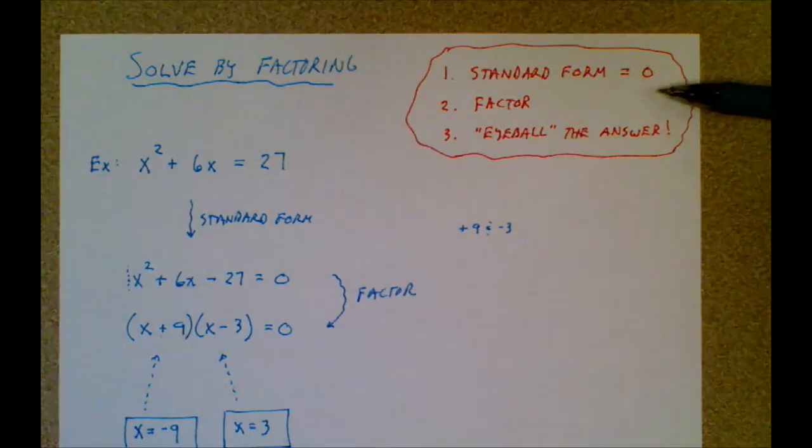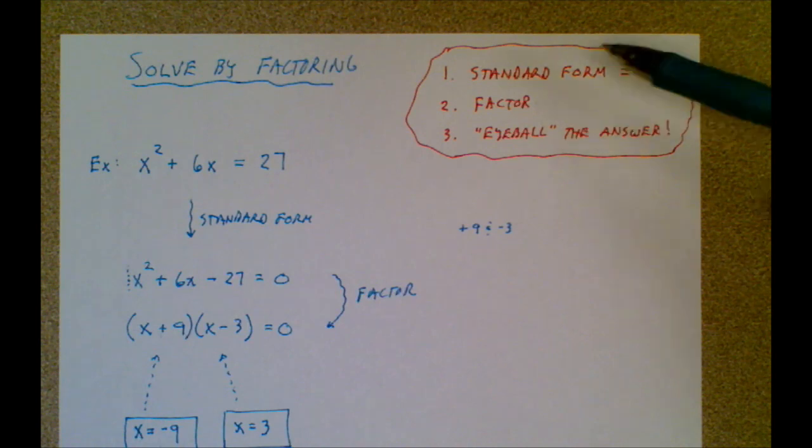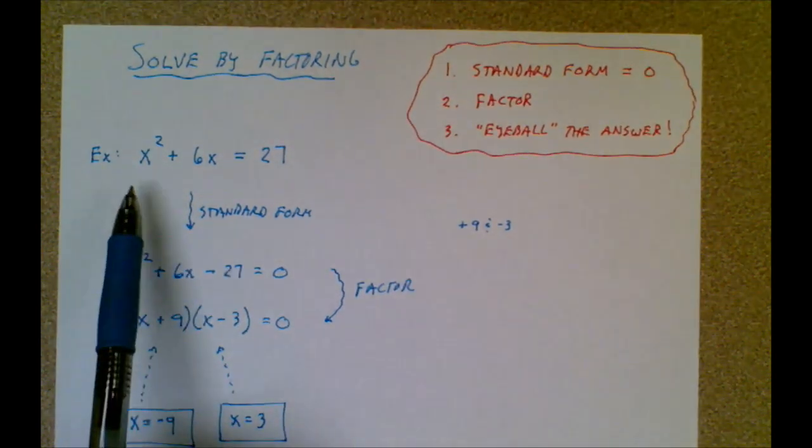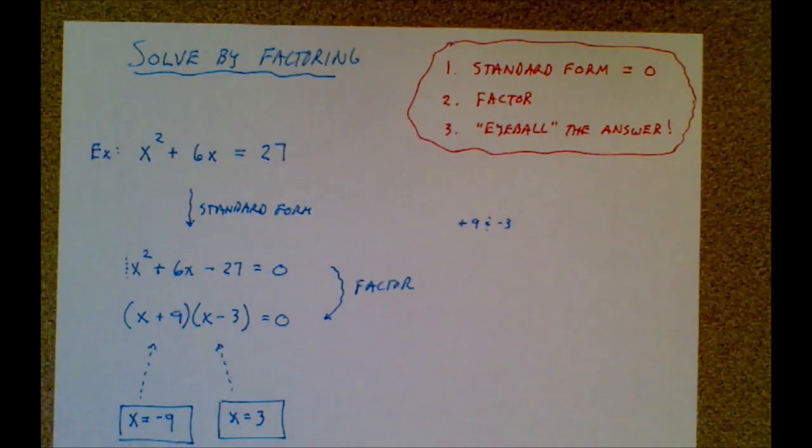You're always going to use these 3 steps. Remember that factoring could use leading coefficient of 1, or difference of 2 squares, or GCF factoring, or even worse.